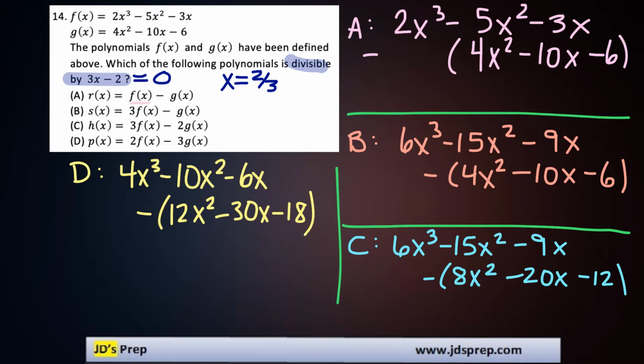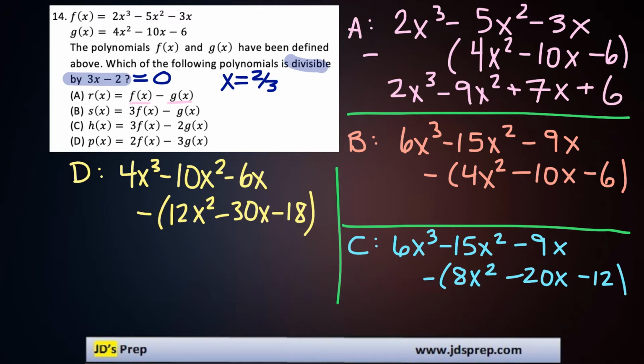That one says f of x minus g of x. Fairly simple, and you see I've gotten it written over here in the purple. So if we go ahead and simplify this, we'll still have 2x cubed. Then we'll have negative 5x squared minus 4x squared. That gets us minus 9x squared. Negative 3x minus negative 10x, which is really just negative 3x plus 10x. That gets us plus 7x. And then minus negative 6 means it's going to be plus 6.